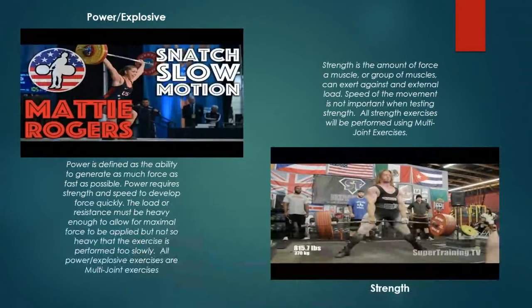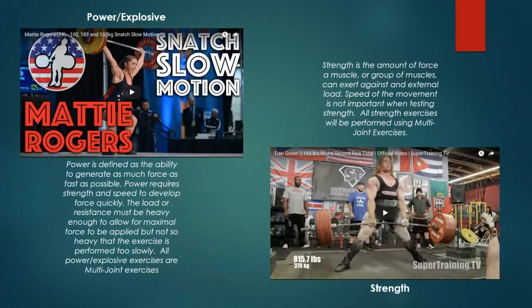Okay, moving on. These are the videos I wanted to show you all to explain the difference between power and strength. Power is defined as the ability to generate as much force as fast as possible. Power requires strength and speed to develop force quickly. The load or resistance must be heavy enough to allow for maximal force to be applied, but not so heavy that the exercise is performed too slowly. The exercise that this individual is going to be doing, she would not be able to do if she was doing it slowly. All power and explosive exercises are multi-joint exercises.